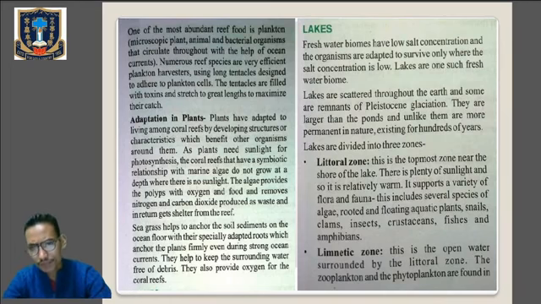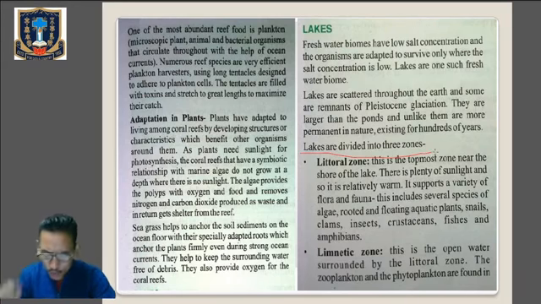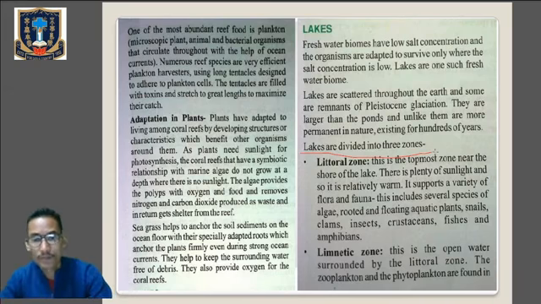Freshwater biomes have low salt concentrations, and the organisms are adapted to survive only where the salt concentration is very low. Now lakes are divided into three important zones. What are those zones? Number one is the littoral zone, number two is the limnetic zone, and number three is the profundal zone. Remember, in lakes we will find these three important zones. So let's talk about the littoral zone. This is the topmost zone.